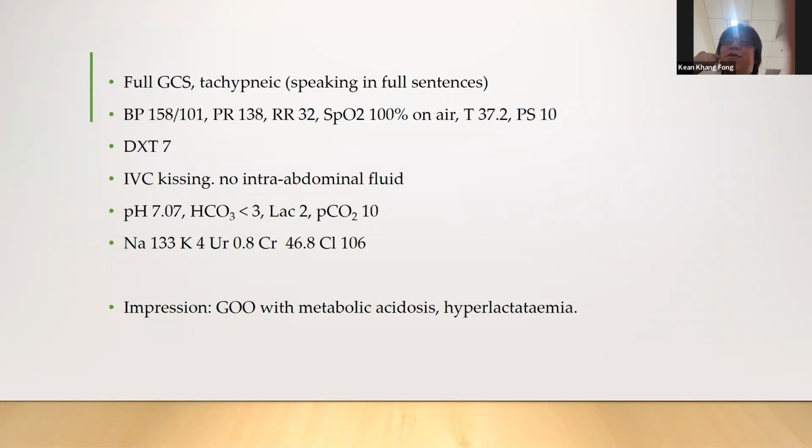So just be on the lookout for very low albumin. You might say, why is this patient having a normal anion gap when you would expect it to be high? And then you look at the albumin level, it could be very low.